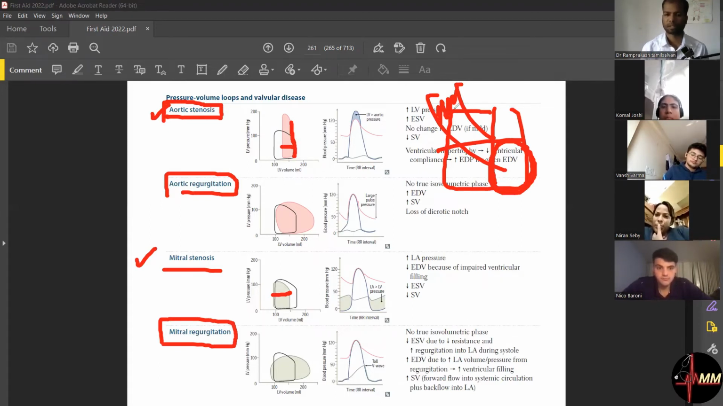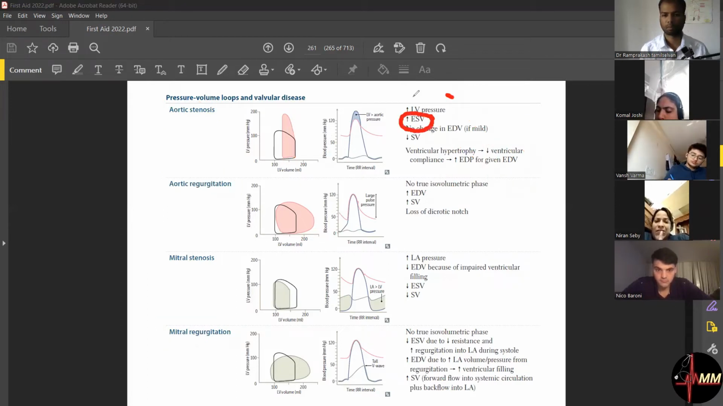Everything is a visual memory. Just imagine you have a stenosed aorta and all of the blood is not going out. So you can see increased end systolic volume. So what is the important point here? Increased end systolic volume and increased LV pressure. This is a very important point to understand aortic stenosis.